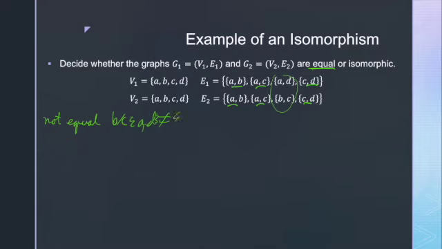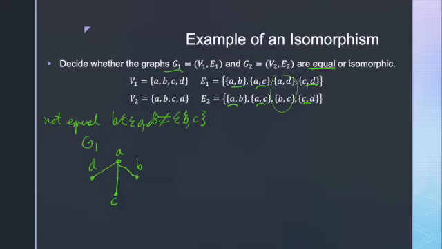Next, I can check if they're isomorphic. So the first thing I might want to do is sketch these guys out. So I have A, and A goes to B, and A goes to C, and A goes to D. Okay, so if I have A, D, B, C, I have for this graph G1, A goes to B, A goes to C, A goes to D, but then C also goes to D. Beautiful, so there's my graph.